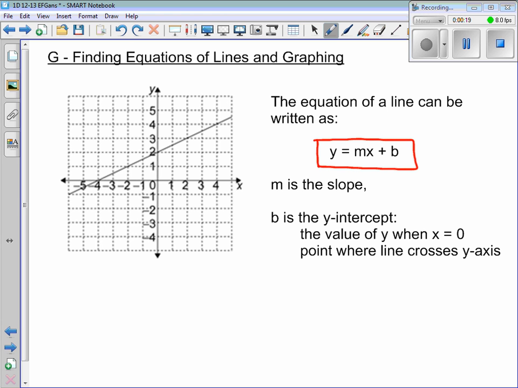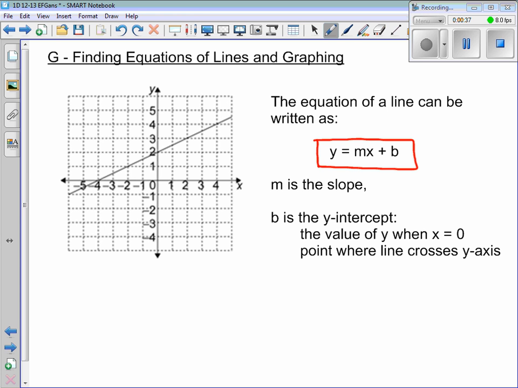y equals mx plus b. Okay? So if that's not on your page, you want to write that on there. Because for all the equations of lines, we're going to be using this form over and over again. Now, what do these letters represent in here? They represent very specific things.